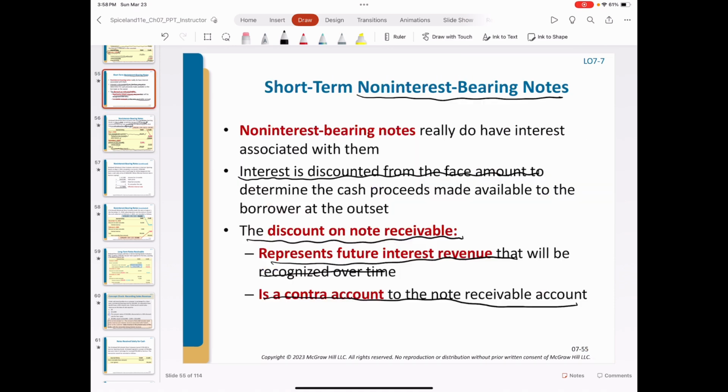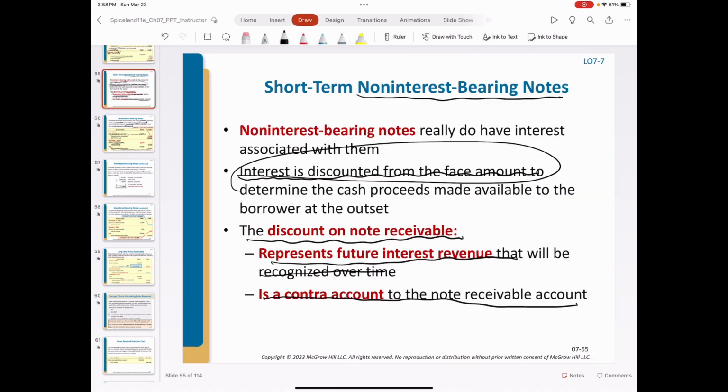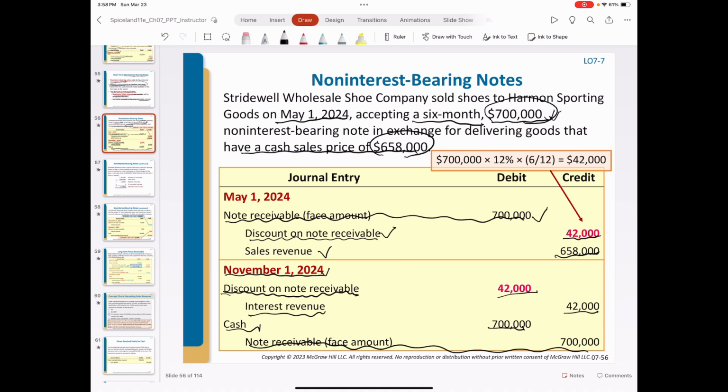That's what it said. The interest actually is a discount from the face amount. So here the discount was 42. The interest revenue earned over time was $42,000. This transaction can be explained this way. Originally, the price of the goods was $658,000, but the company, the seller, chose to receive a bigger amount 6 months later for $700,000. Although the company deferred the cash receipts from the customer for 6 months, it can earn extra interest revenue.